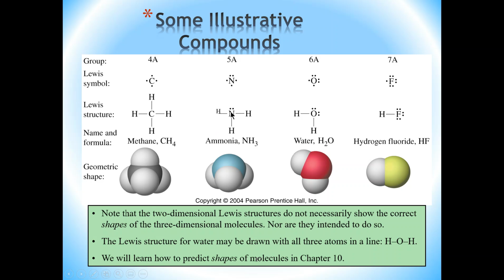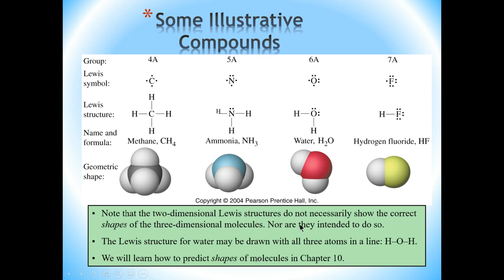So going back to the ammonia, the nitrogen here has 3 bonding pairs and 1 lone pair. In the case of water, the oxygen is bonded to 2 hydrogens, so therefore it has 2 bonding pairs and 2 lone pairs. And then in the case of hydrogen fluoride, the fluorine is bonded to the hydrogen here, so there's 1 bonding pair, and the fluorine has 3 lone pairs. All right. So that's basically the Lewis symbols or the Lewis structures for these molecules.